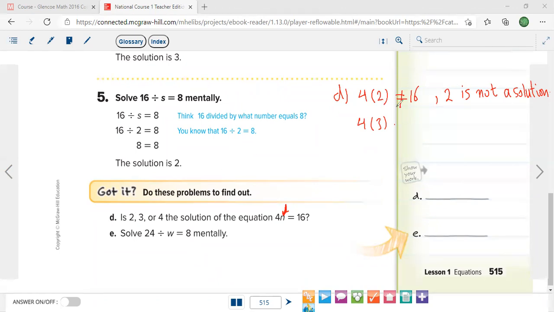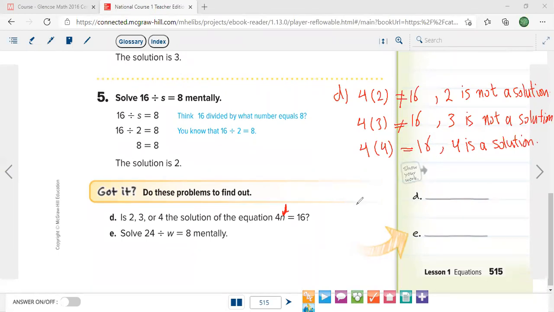Let's try the 2. So 4n with parentheses means times. 4 times 2 is not equal to 16, so 2 is not a solution. Of course, 4 multiplied by 3 also will not equal 16, so 3 is not a solution. Now let's try the last number. 4 multiplied by 4 equals 16, so 4 is really a solution. How easy.